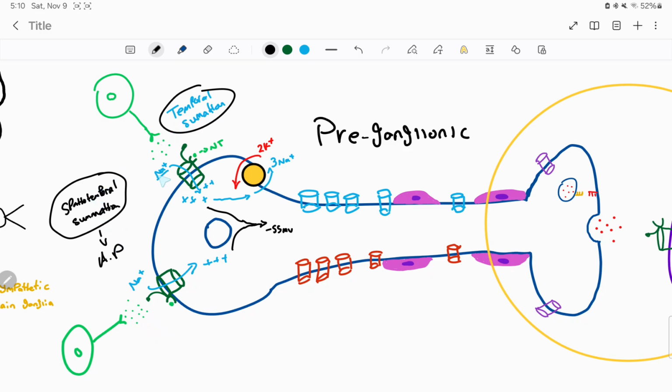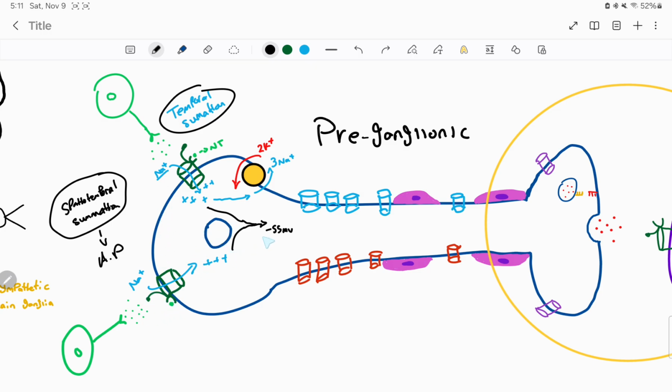We did spatial temporal summation, which released these excitatory neurotransmitters, which bound to the ligand-gated ion channels. By the way, which kind of channels are these? They're ionotropic channels. Why ionotropic? Because they directly allow the passage of ions through themselves. So they're ionotropic channels, and we opened them, and we allowed sodium to come in.